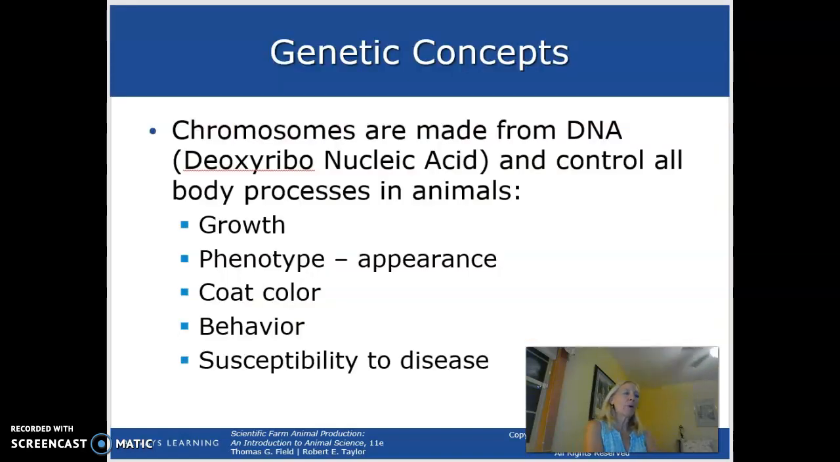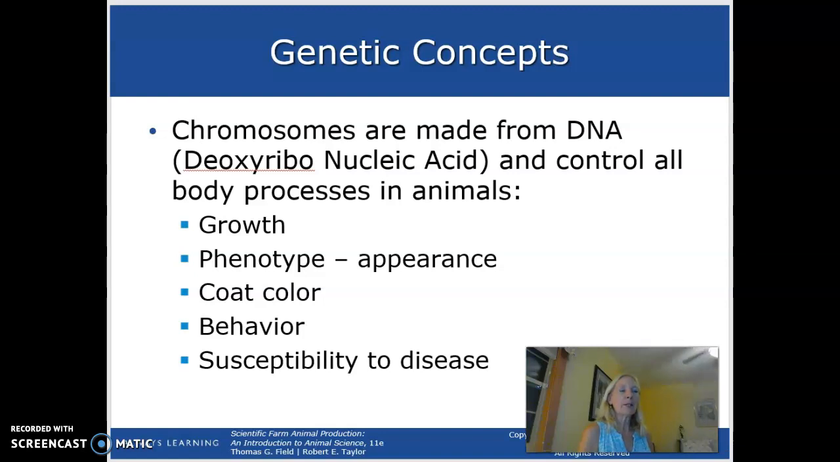So let's talk a little bit more about genetic concepts. So chromosomes, the things that make you who you are, are made from DNA. DNA is deoxyribonucleic acid and controls all your body processes. So you might think that you control your body processes, but really you don't. It's controlled by DNA. So your DNA controls your growth, the ultimate size, mature size, for example, of a market animal.